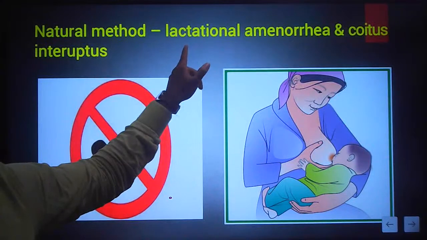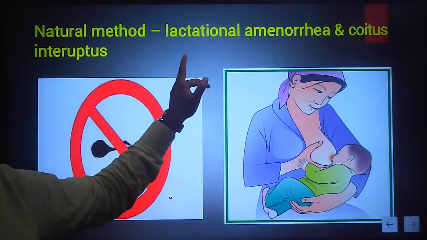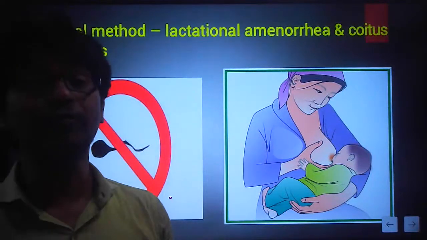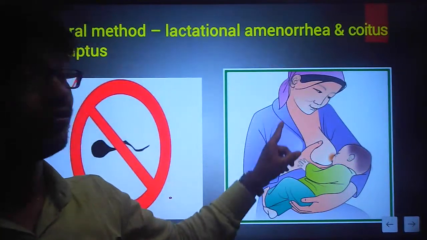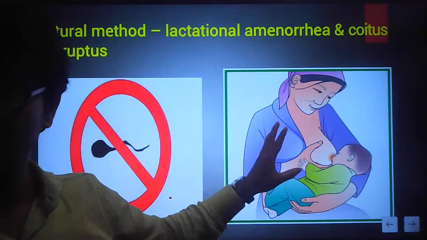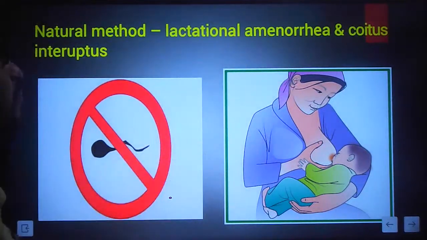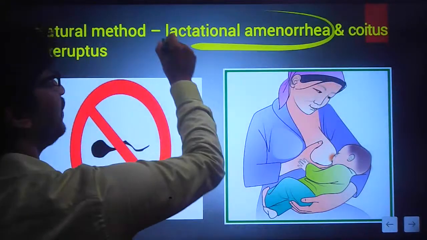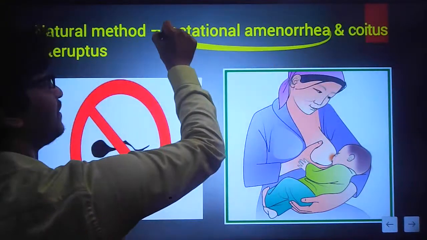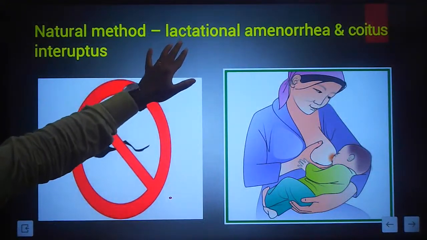This period is called lactational amenorrhea, the breastfeeding stage, where there is a lack of menstruation. The menstrual cycle will not occur for the first 6 months because she is in the feeding stage, so at that time she will not get conceived. When she is in the feeding phase where no menstruation takes place, fertilization can be avoided.